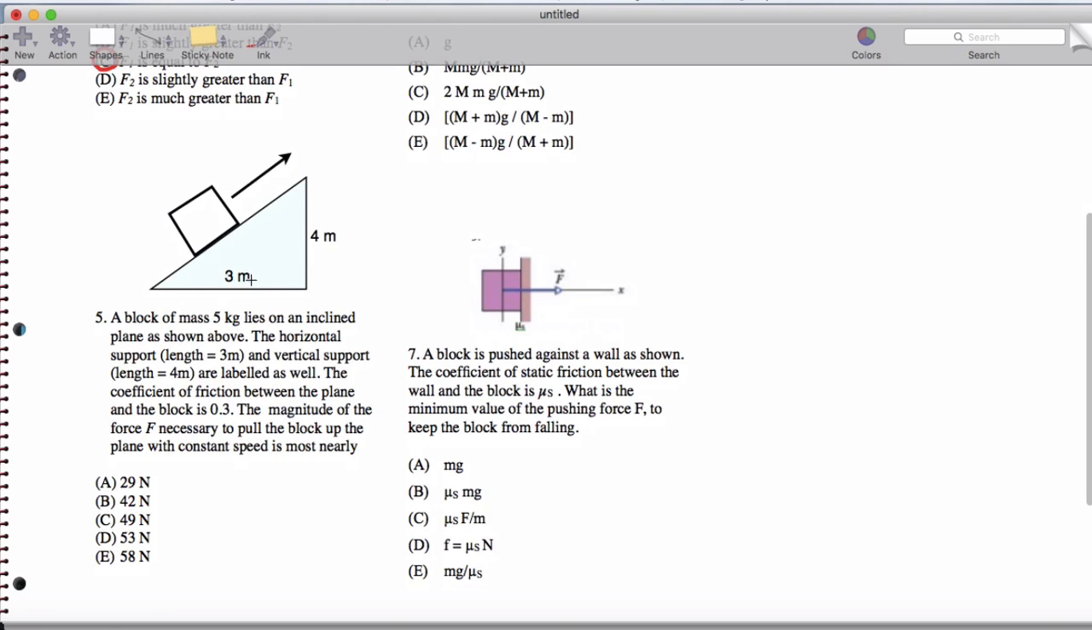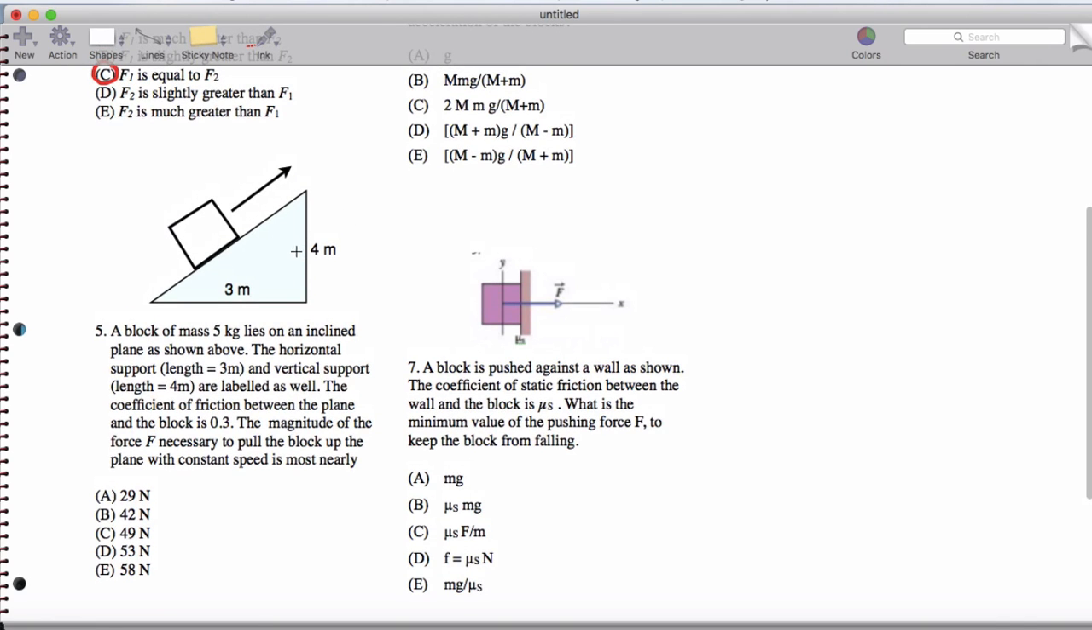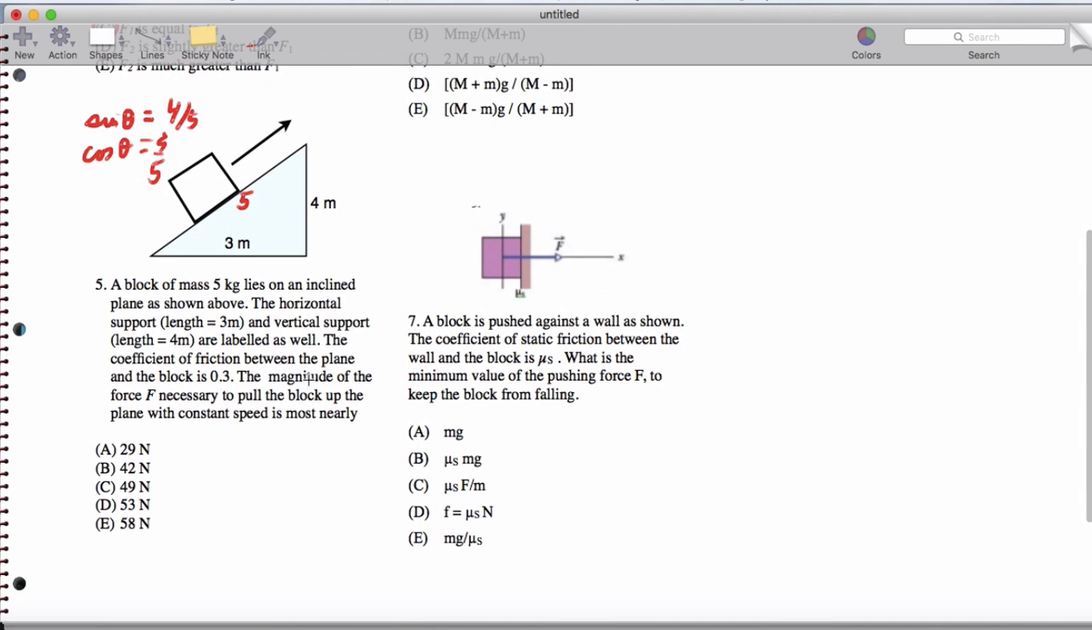And then we have this situation of the 3, 4, 5 triangle and the block. Let me do a couple things right now, because I've done this kind of problem before. Sine of theta is going to be 4 over 5, where 5 is the hypotenuse from Pythagoras' theorem. Cosine of theta is 3 over 5. I'm just going to write these down and leave them off to the side. Then, we're being pulled up at constant velocity, and we want to know the force necessary to do that. We'll assume that there's friction since it's given in the problem.